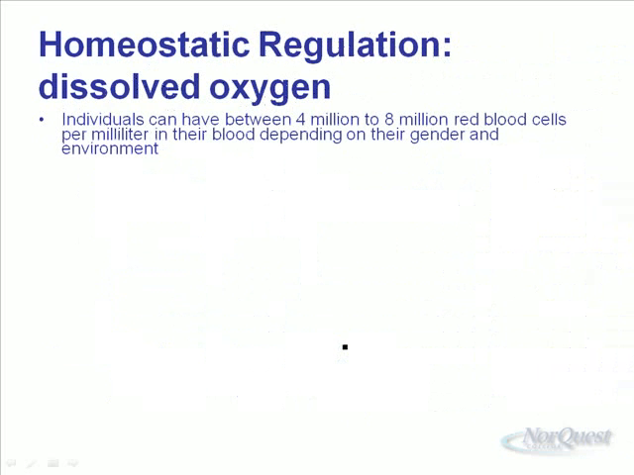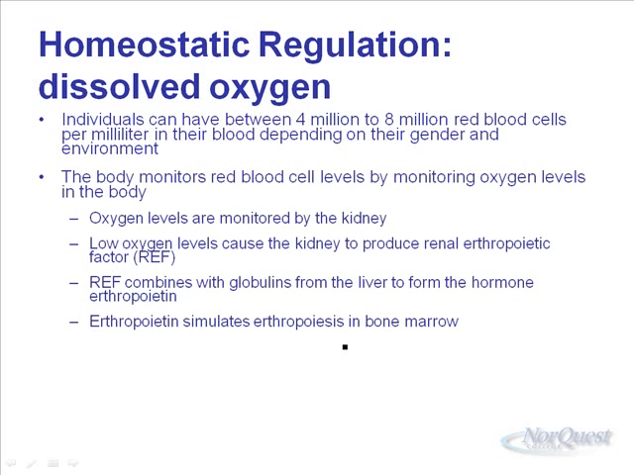For the amount of dissolved oxygen in our blood, I've already said that we need to have oxygen in our blood, otherwise we start getting tissue death. Individuals can have between 4 to 8 million red blood cells per milliliter in their blood, depending on the gender and their environment. So the body actually monitors the red blood cell level by monitoring oxygen levels in the body. This isn't going to cause us to inhale or exhale, but it monitors what our average oxygen level is and determines if that's okay. So the oxygen levels are monitored by the kidney.